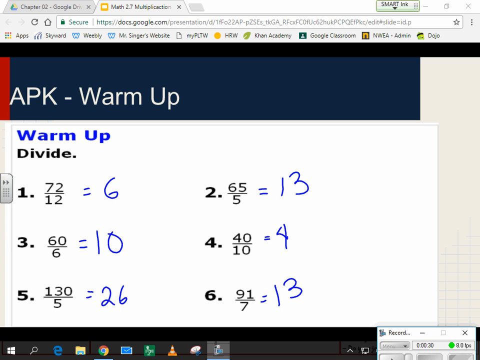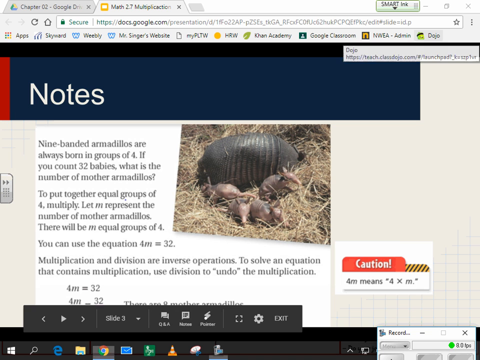Hopefully you did well. Now, why would I have you do division problems if our goal is multiplication? By now, you should recognize that we're doing inverse operations. So although we're focusing on multiplication, we really need you to divide, and that's why we had this practice. All right, let's get into our lesson.